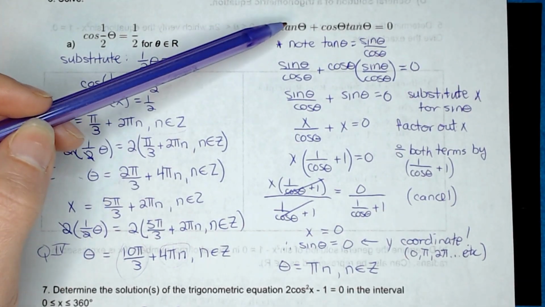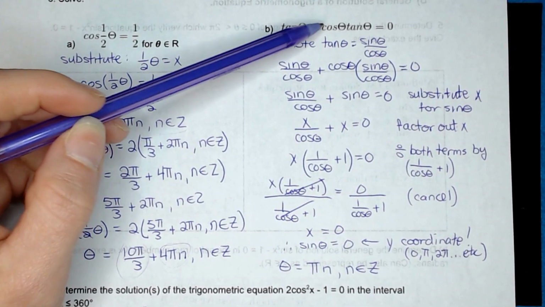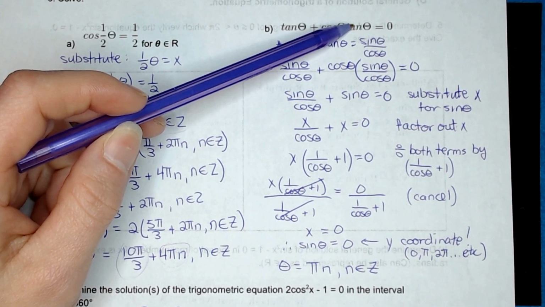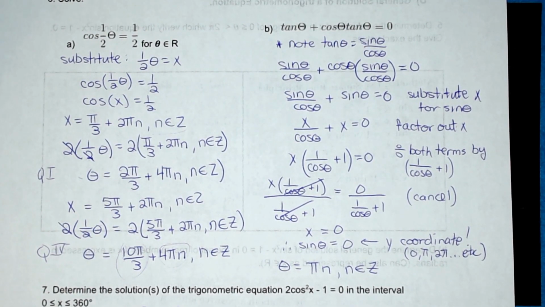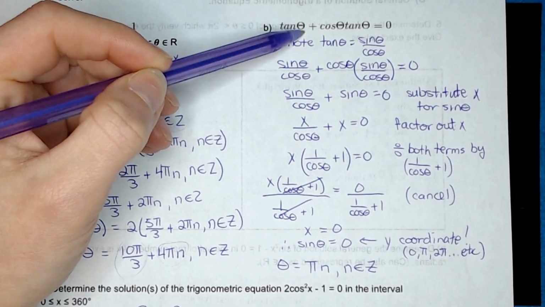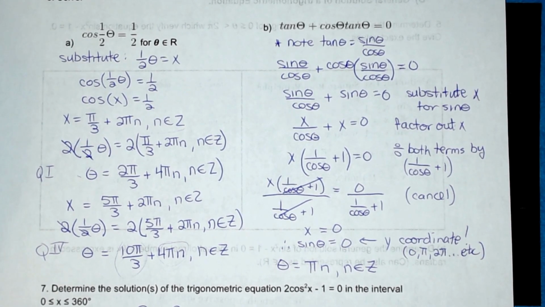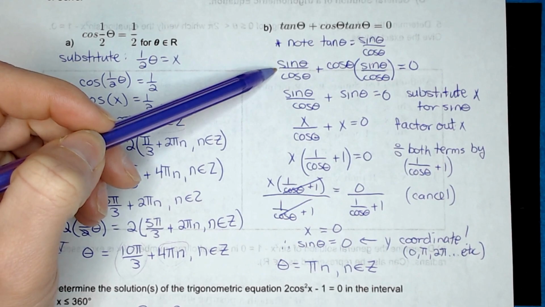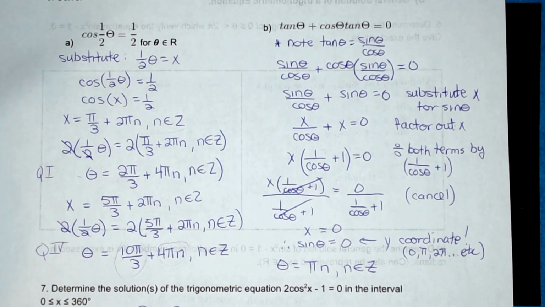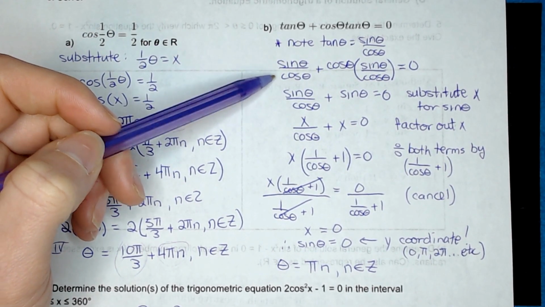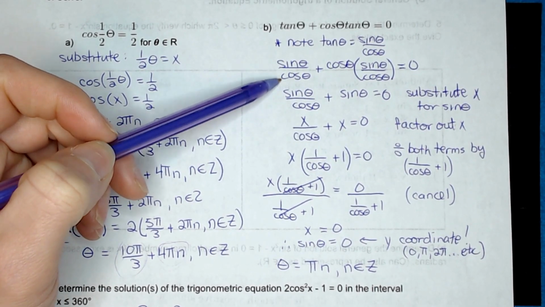In the second example, we have tan theta plus cos theta times tan theta equals 0. This might look like gibberish to you, but we can break it down into its elements and actually solve for sine theta at the end. So tan theta is of course equal to sine theta over cos theta. Typically, whenever you have tangent or cotangent, you're going to want to write it in the format sine over cos, or cos over sine if you have cotangent, so that you can see the parts.